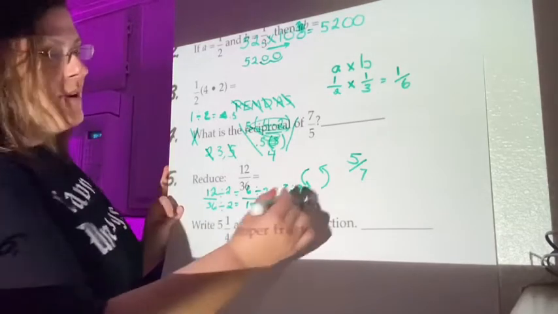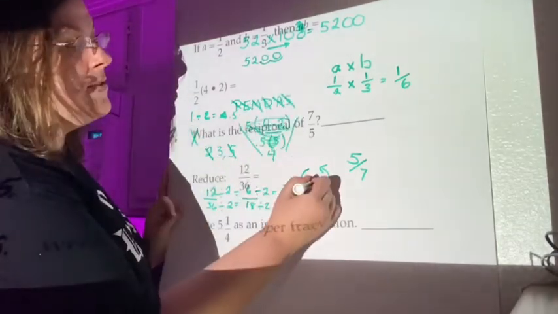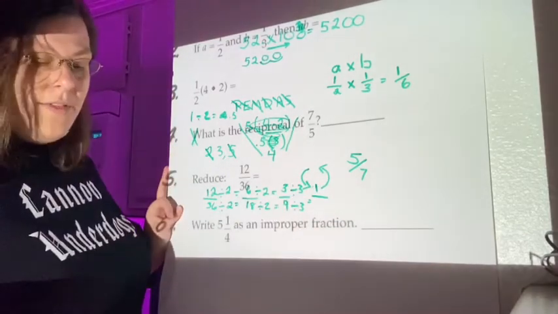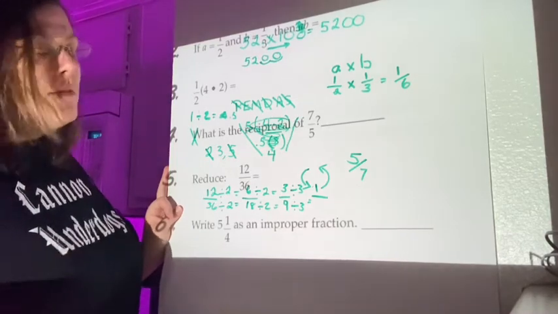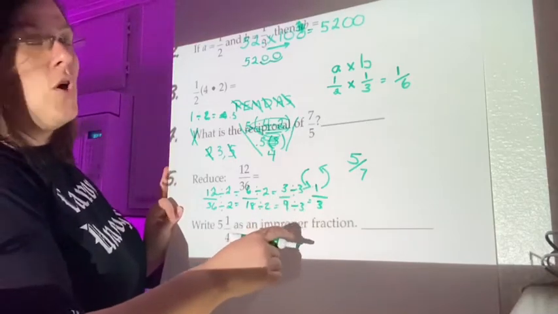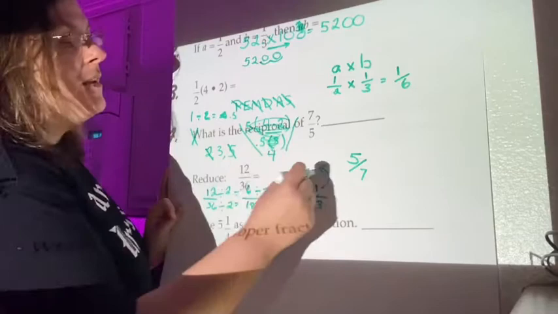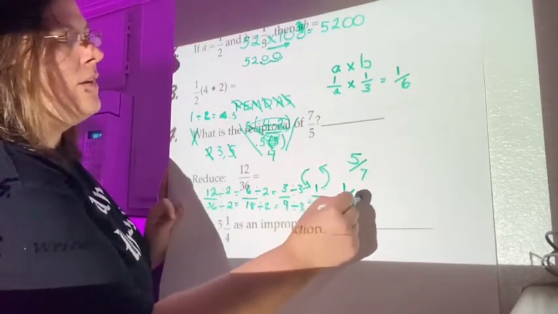So 3 divided by 3. If you have 3 cookies and you have 3 people, each person is getting 1 cookie. I'm not even doing that calculation because that's crazy. All right? And then 9 divided by 3. We're going to take our calculator and do 9 divided by 3. And that's a whole number. Now, can we divide the 1 anymore? No. Since we can't divide 1 anymore, we're done. So our answer to reducing 12 over 36 is 1/3.